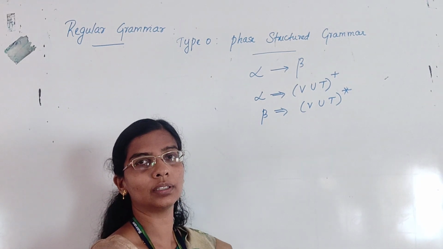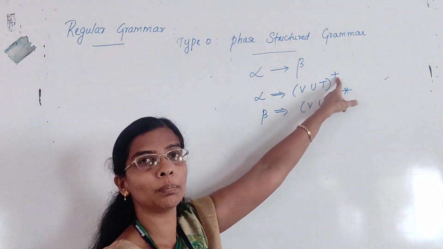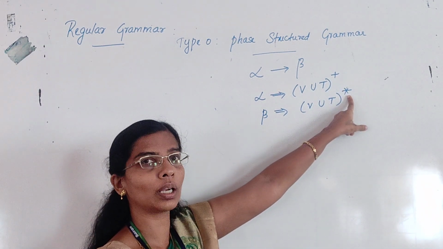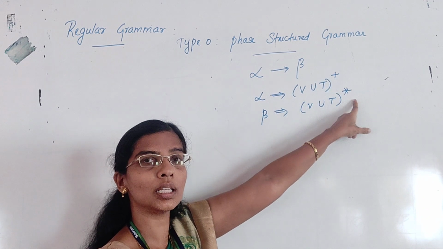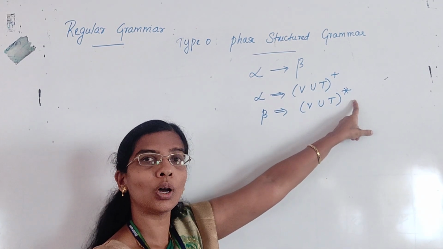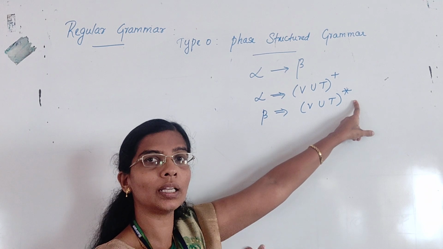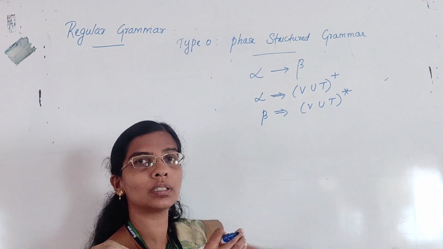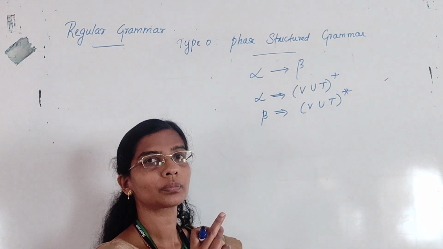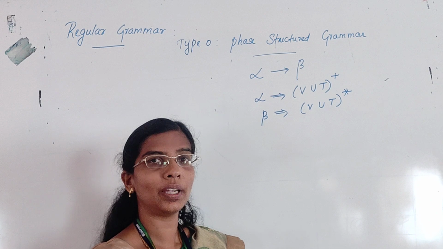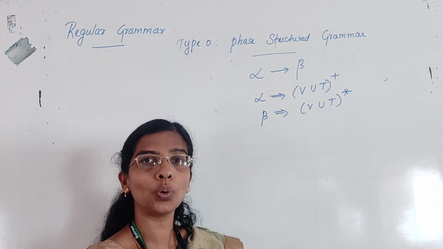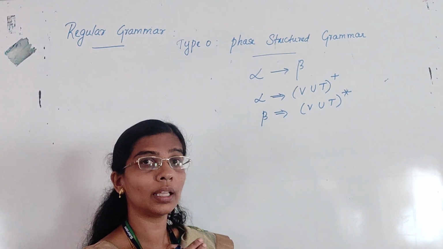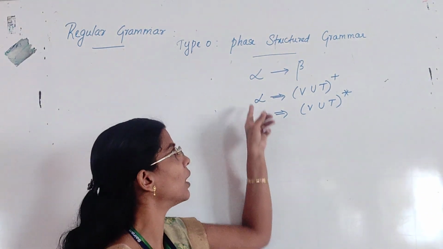terminals, right? And you know this plus means 1 or more occurrence, and this star means 0 or more occurrence. 0 or more occurrence means null, so the empty string is also possible, and I denote the empty string using epsilon. Here in phrase structured grammar, there is no restriction in the length of alpha and beta. I'll tell once again, there is no restriction in the length of alpha and beta.